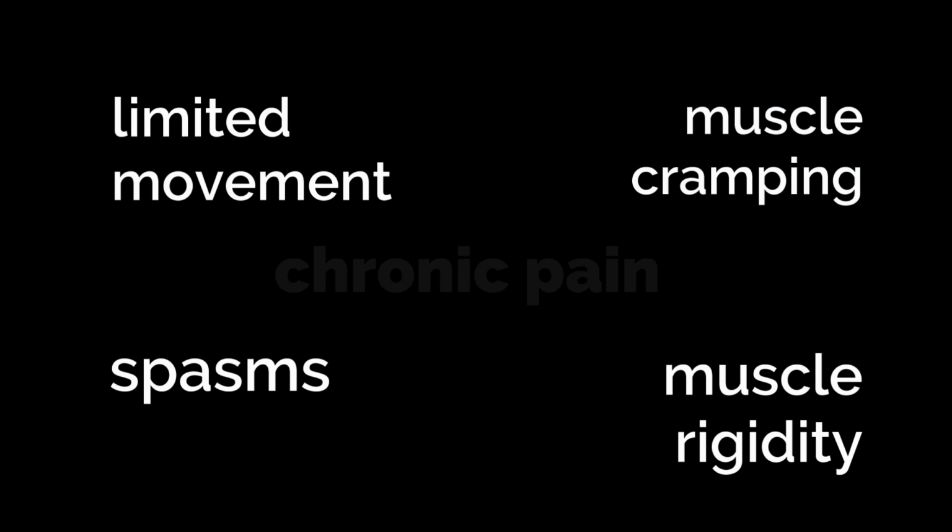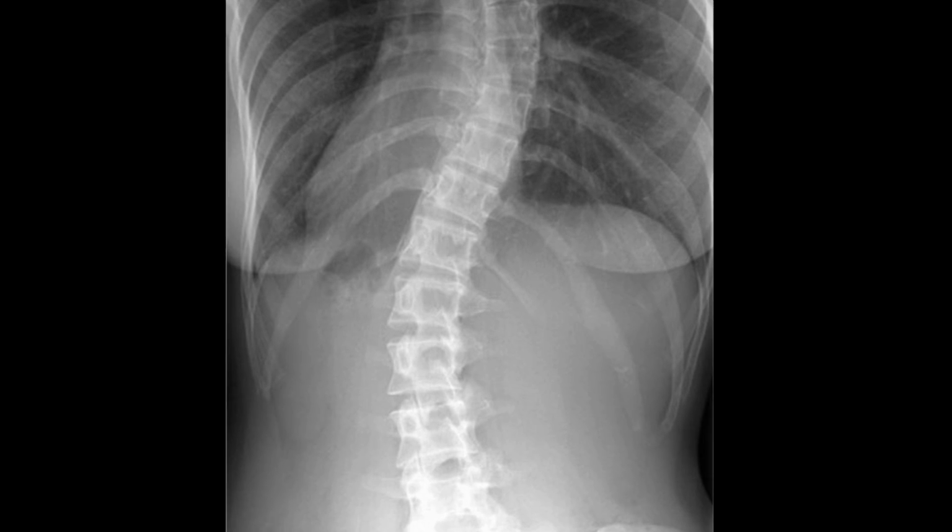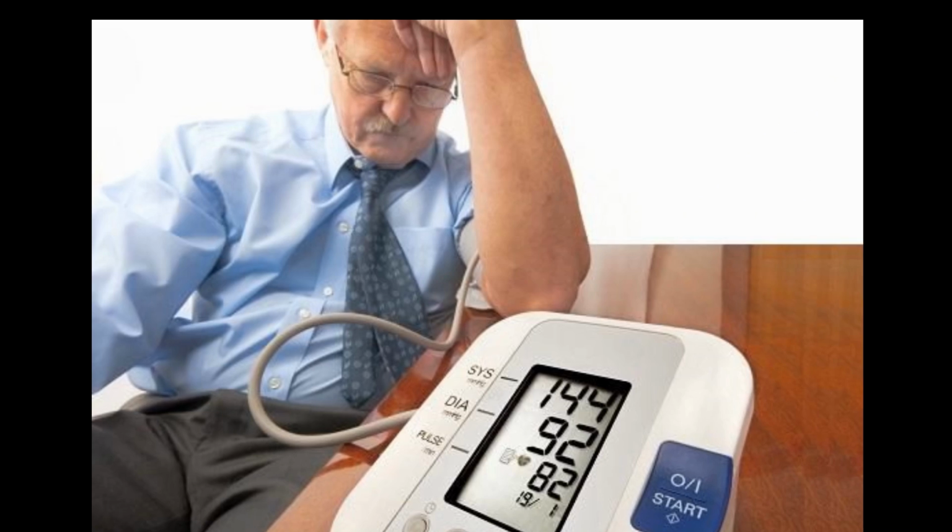So basically, throughout our lives, as we repeat the same movements over and over, the gamma loop tends to get out of whack. Gamma motor neurons can become overreactive, or the firing of alpha and gamma motor neurons can become imbalanced. And when these things happen, our muscles stay tight and never fully relax. This can lead to muscle cramping, spasms, muscle rigidity, limited movement, and chronic pain. Tight muscles also pull our skeleton out of alignment, put pressure on joints and nerves, and can even elevate our blood pressure.